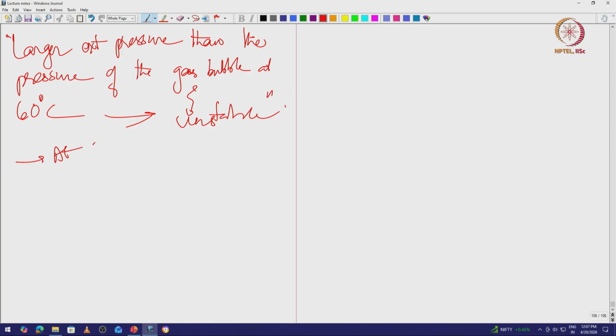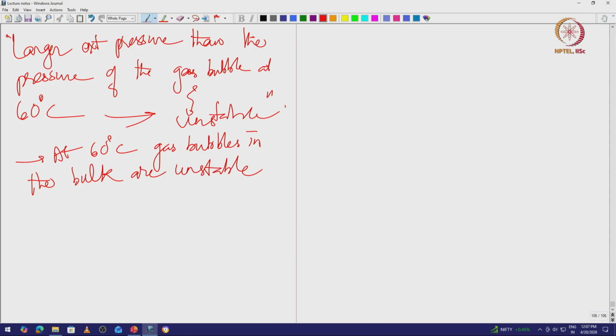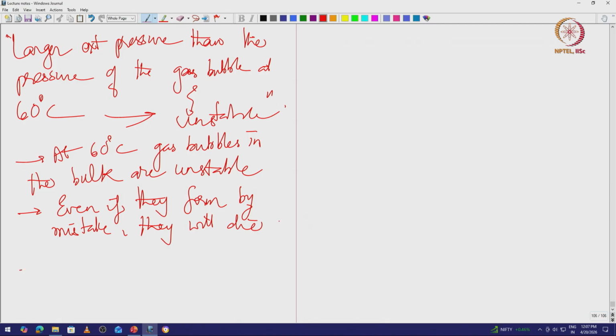So, at 60 degrees Celsius gas bubbles in the bulk are unstable. They do not have any stability, even if they form by mistake they will just die, okay. And here the constraint is that 1 atmosphere, which is the external pressure, is greater than my P of gas bubble, dictated by thermodynamic equilibrium, okay, from the thermodynamic phase diagram.